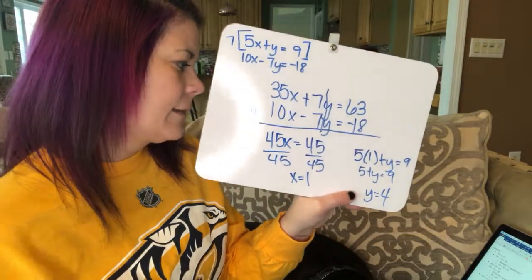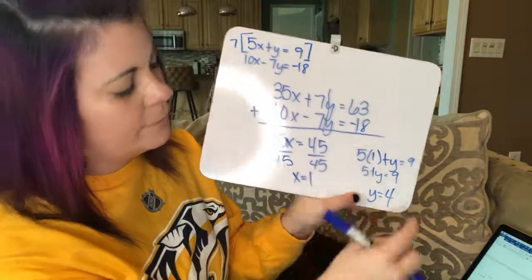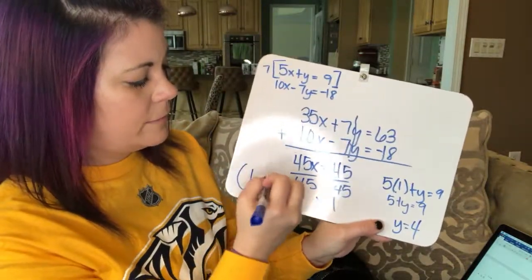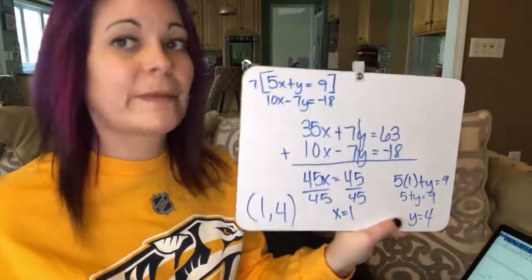So in this case, where they cross is (1, 4). And that is how you solve by using the process of elimination, which is my favorite.